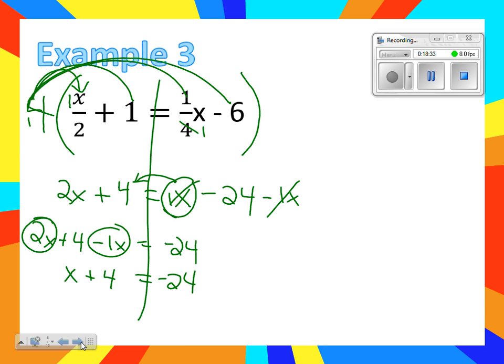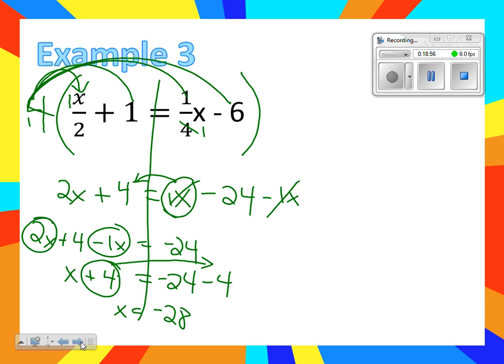And then, if my variable's on this side, what do I need to move over there? I want my variables on this side, so I want my numbers over yonder. So I'm going to pick the 4 up. When I move it, it becomes negative 4. So x is equal to negative 28.